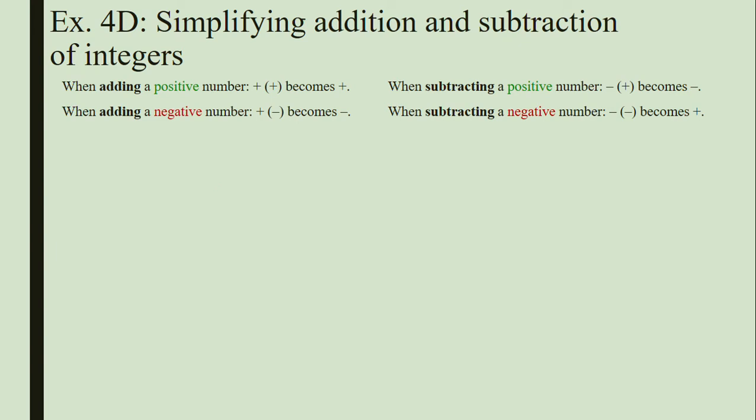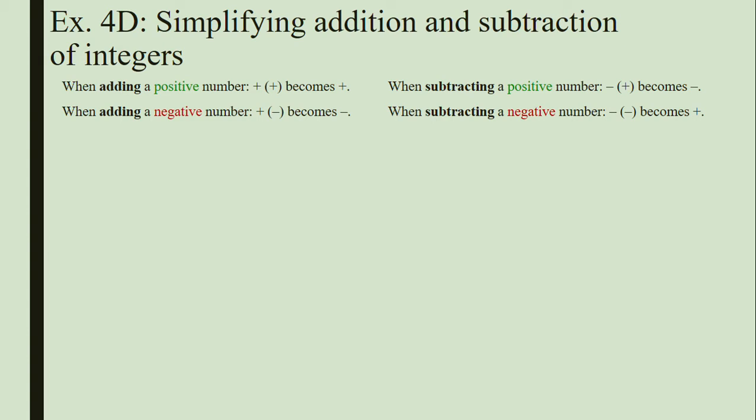Hey class, welcome back to chapter 4, Integers and the Cartesian Plane. Today we are looking at exercise 4D, simplifying addition and subtraction of integers. In our previous two lessons, we've looked at adding and then subtracting integers respectively. Okay, and we've used a number line to do this.